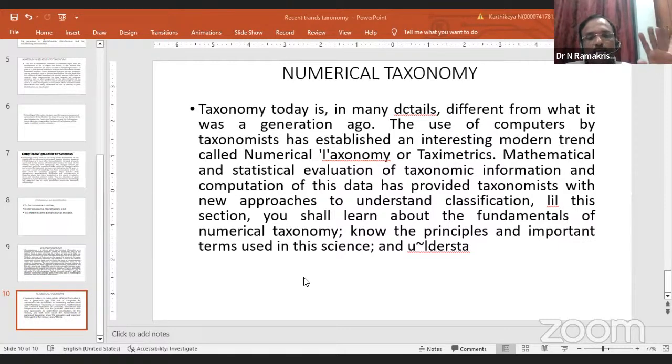Ovules one to many, with marginal placentation. The fruit is a follicle or samara. Seeds with minute embryo and endosperm. Pollination is by beetles. In this family, the majority of plants are ornamental plants, and a few are timber yielding. So this is the Magnoliaceae family.